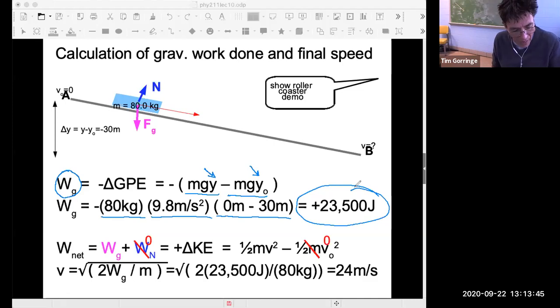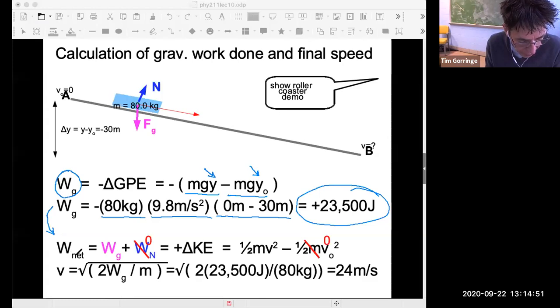Let's step back before we do the next part of the problem. What we just figured out is that in sliding down this frictionless incline from an initial height of 30 meters to a final elevation of 0 meters, the gravitational force does 23,500 joules of work. So the store of gravitational potential energy, associated with the roller coaster and the Earth, has gone down by 23,500 joules. And that 23,500 joules has been transferred, in this case, to the kinetic energy of the now fast-moving car. Now we're going to use the work-energy relation to find the final kinetic energy and the final speed. That's what I'm doing in the second part of the problem.